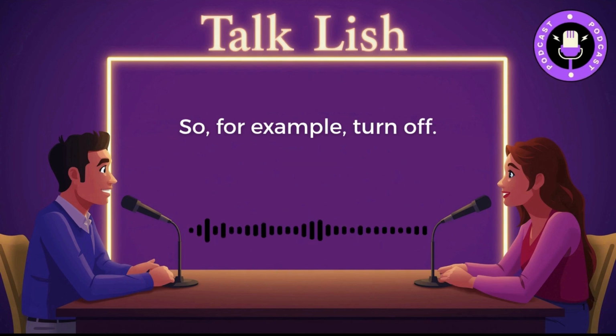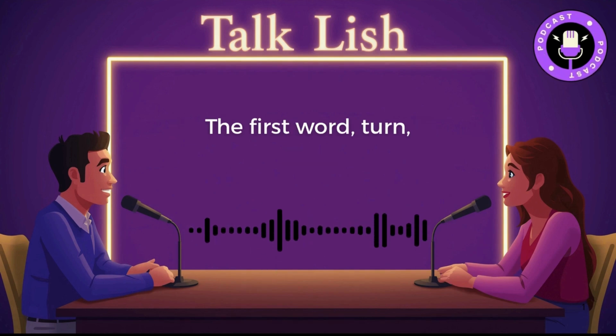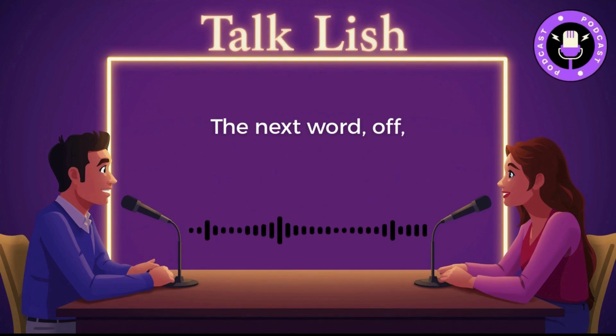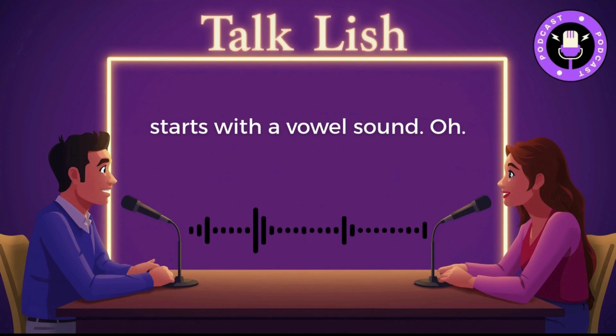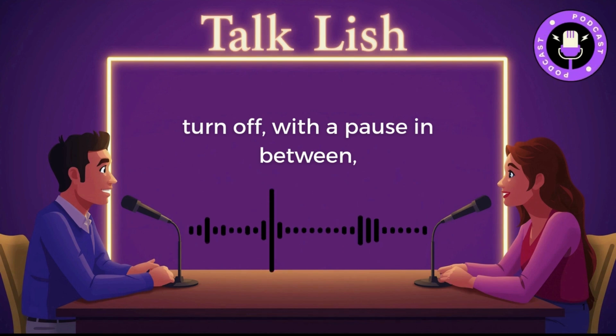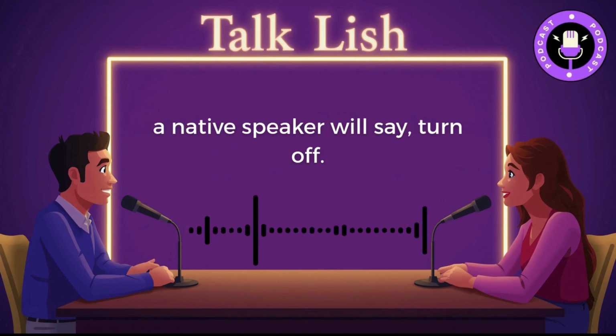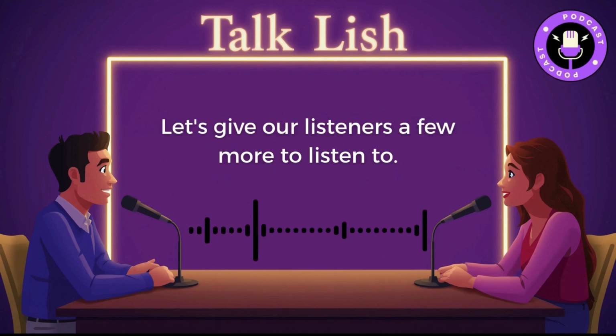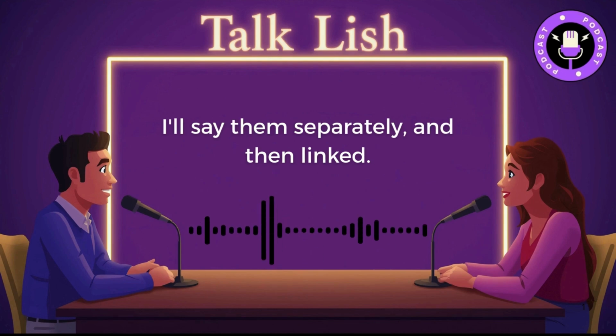Okay, so for example, turn off. The first word, turn, ends with a consonant sound, N. The next word, off, starts with a vowel sound, O. Precisely. So instead of saying turn off with a pause in between, a native speaker will say turn off. The N sound attaches itself to the O. Let's give our listeners a few more to listen to. I'll say them separately and then linked.